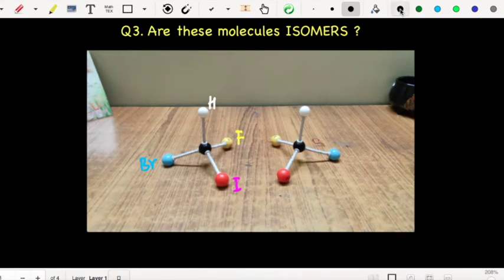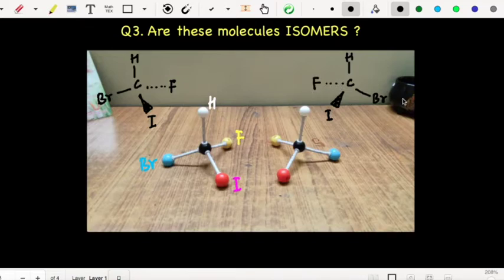So essentially the molecule on my left can be drawn like this: carbon, hydrogen, bromine. We have an iodine atom coming out towards us, and we have a fluorine atom going away from us, right? Similarly, the molecule on my right can be redrawn as carbon, hydrogen, bromine. We have an iodine coming towards us and a fluorine going away from us, right?